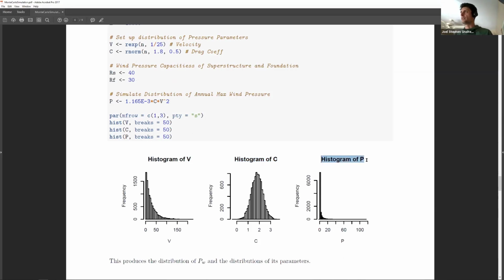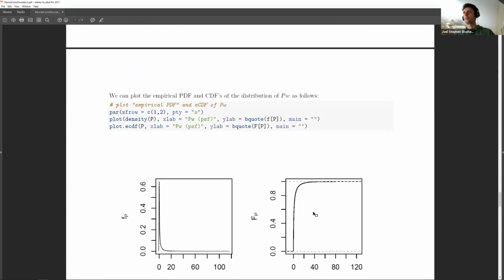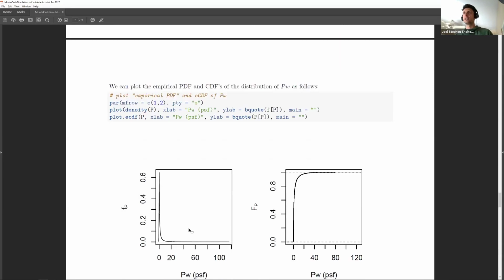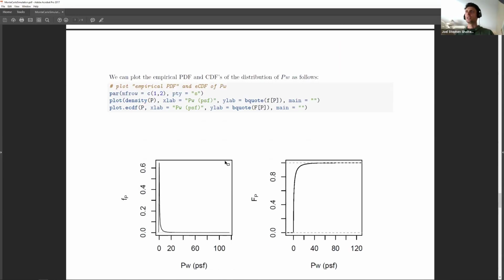And then here's our histogram of the pressures induced by V from the wind speed, based on our uncertain drag coefficient and our variable wind speed. Okay, so just as before, that's all we did. And now we can actually do some calculations here. So here's what that PDF looks like. You can make a histogram look like a PDF by using this density function right here. I just put in the vector P, all those different values from the simulation, and it drew this. It fits a smooth curve to it. And here's the cumulative distribution function for it as well.